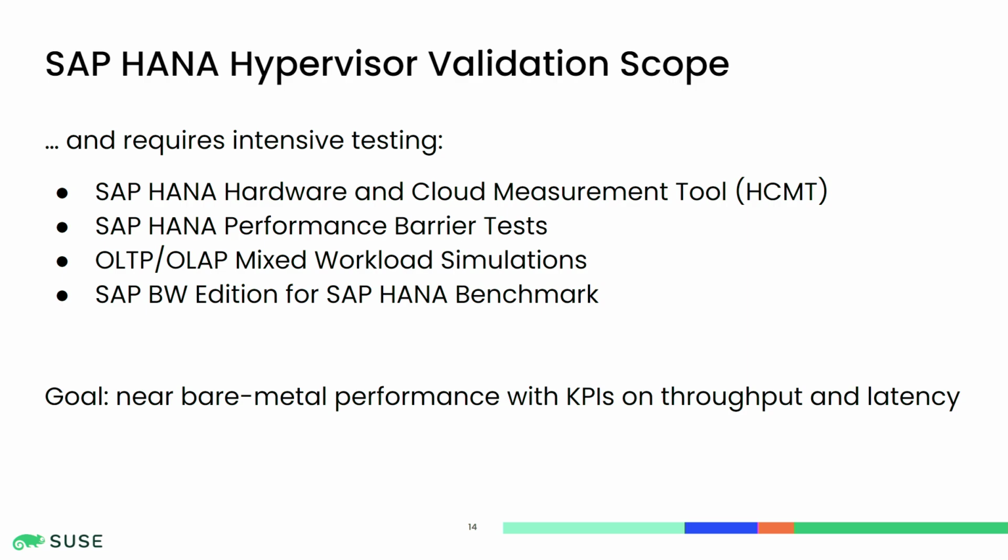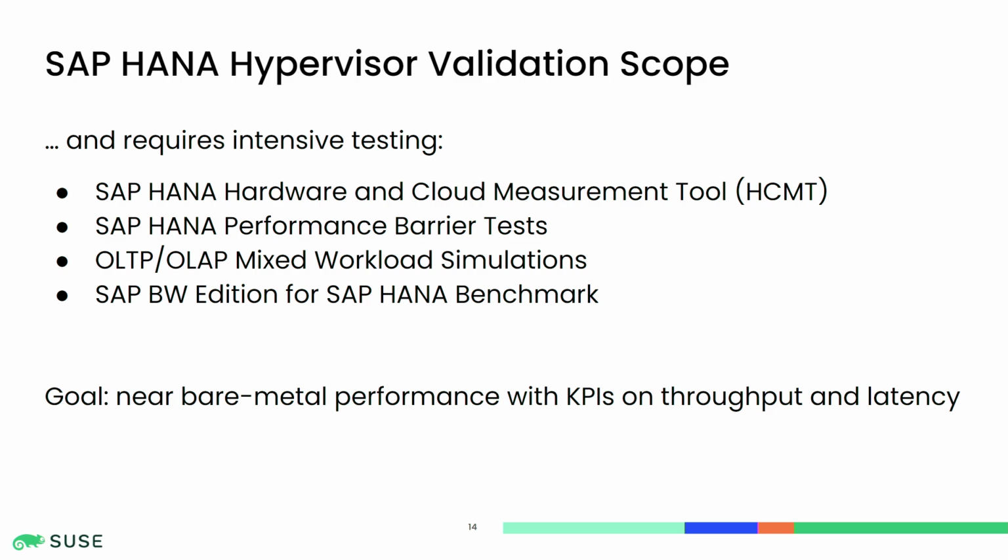Second would be the SAP HANA performance barrier tests. They include a set of abstract but adjustable queries that are thrown against the database, and that's the first one where we have to reach close to bare metal results inside the virtual machine.